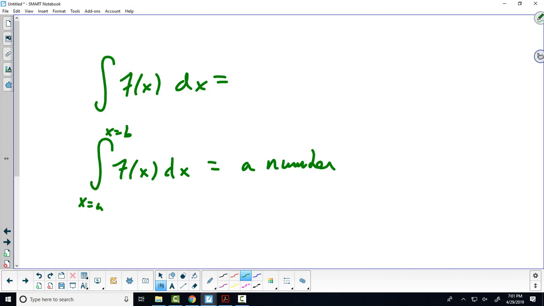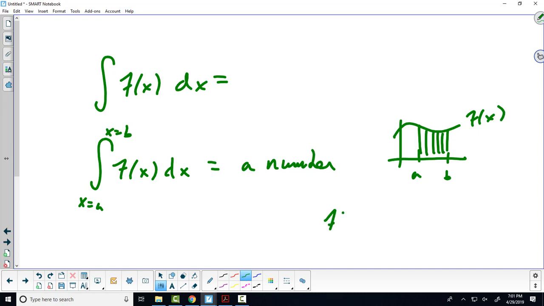This is a number. The other one doesn't have a noun. So let's talk about this one for just a second. This says we take f of x and we calculate what? The area underneath the curve of f of x from a to b. What should that return to us? A number. It is absolutely critical that when you look at this, you see a number.